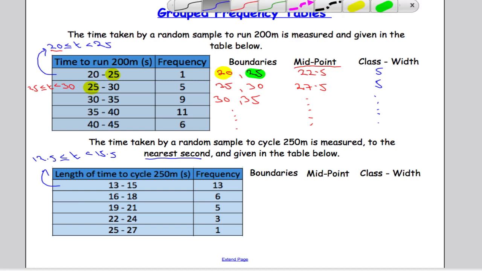So let's write down some boundaries. The lowest bound here is 12.5, and the highest bound is 15.5. The lowest bound here could have been as low as 15.5, and the upper bound, the highest bound, would have been 18.5, but not including 18.5.